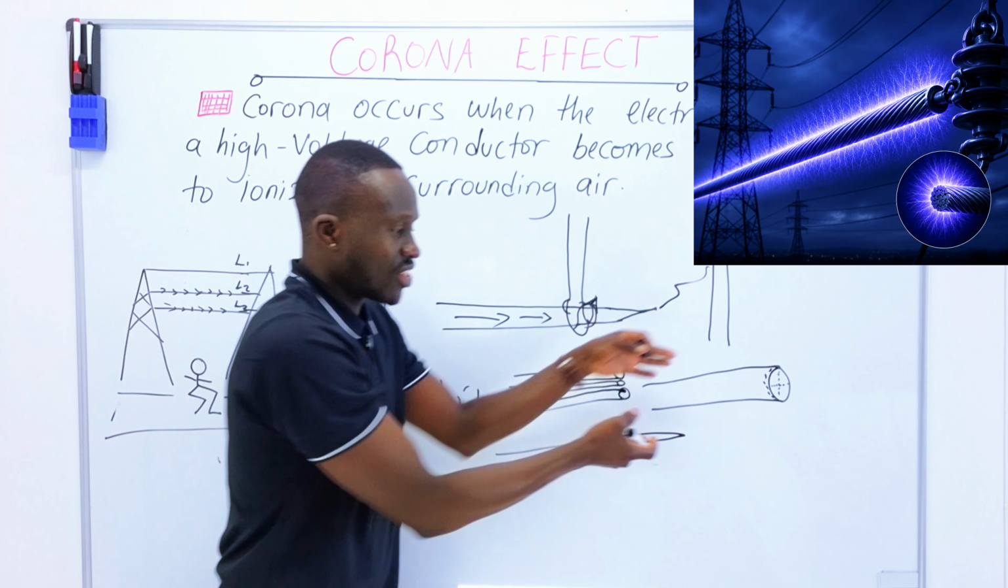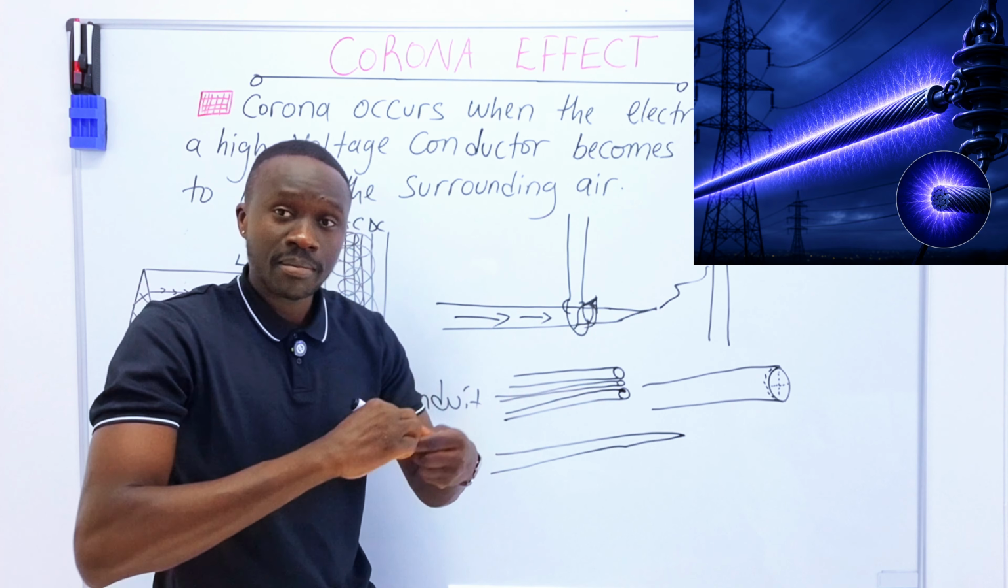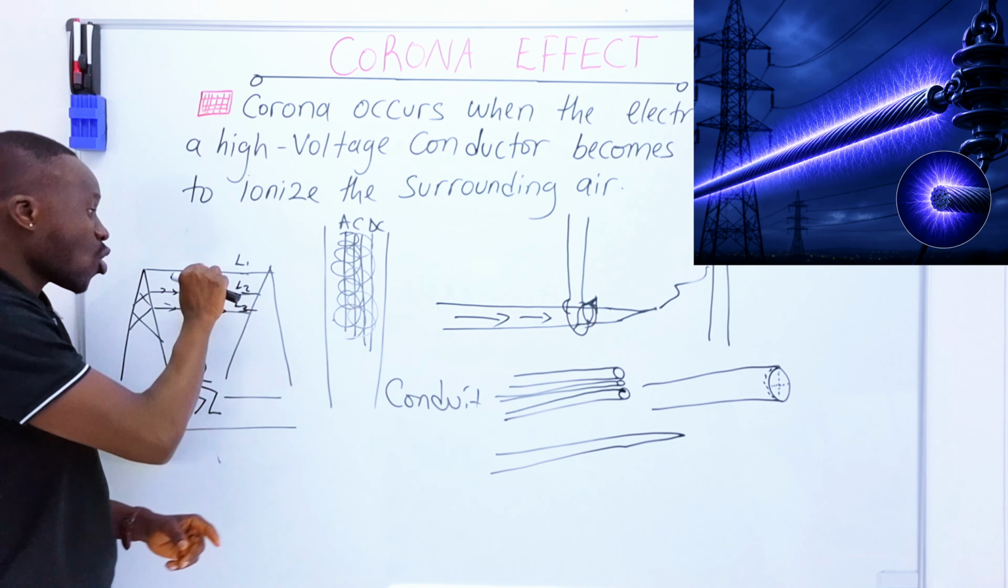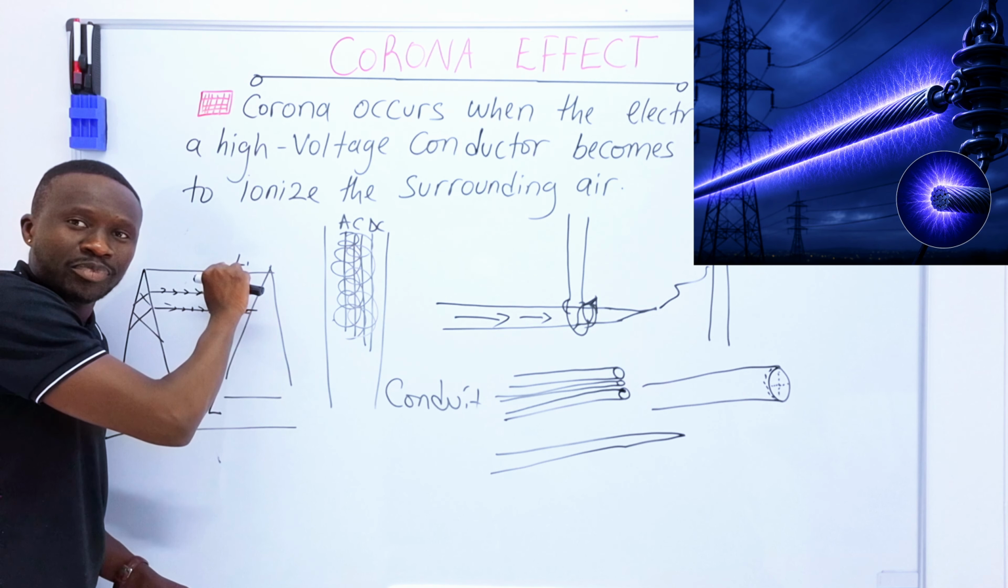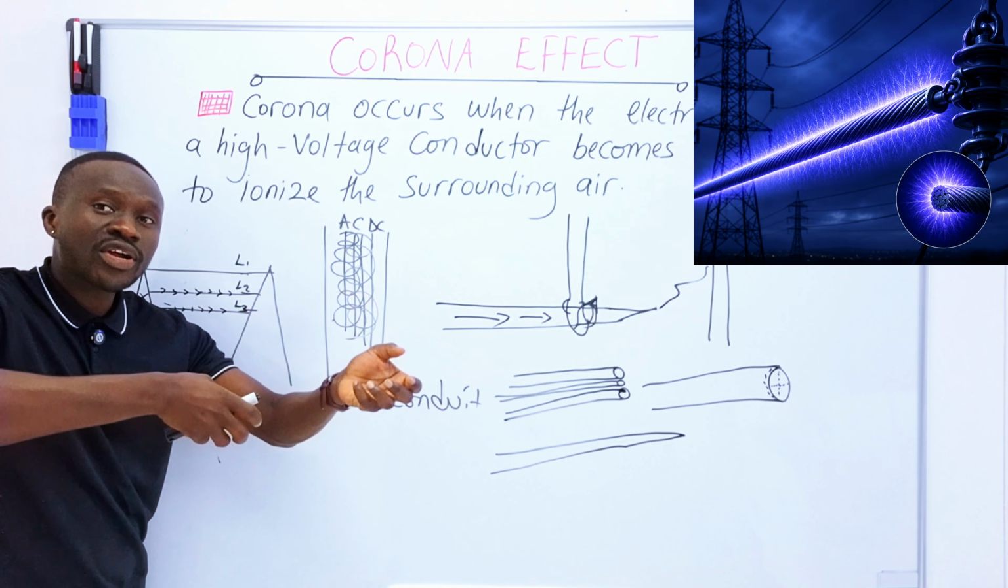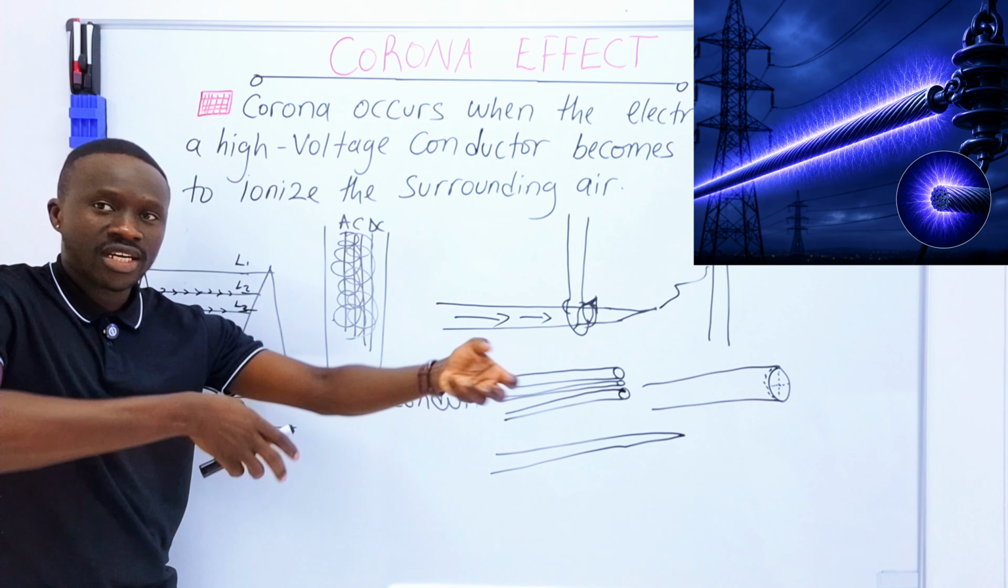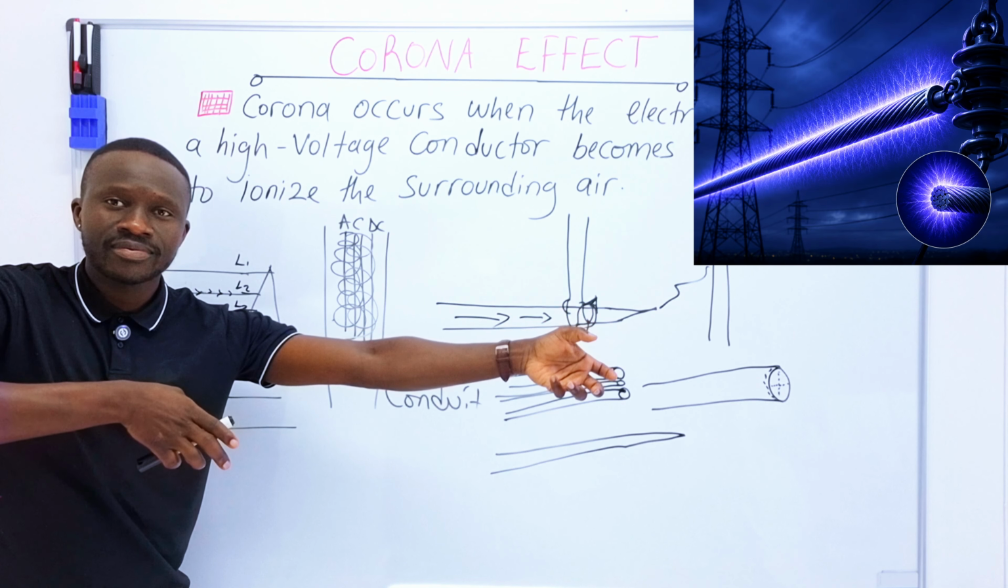Now they get three of them and twist them, and it becomes one conductor, but with a very huge diameter, very big. They twist them to make one conductor.